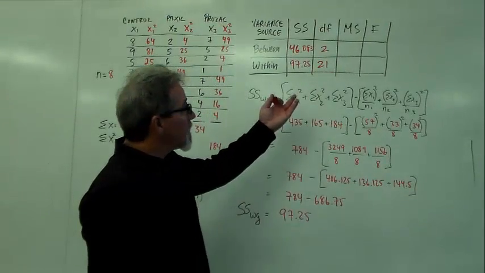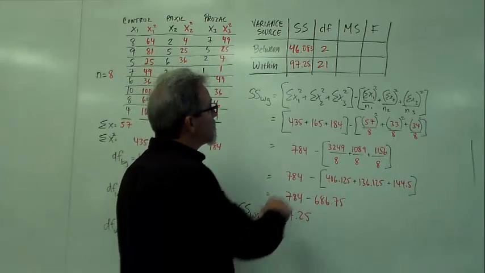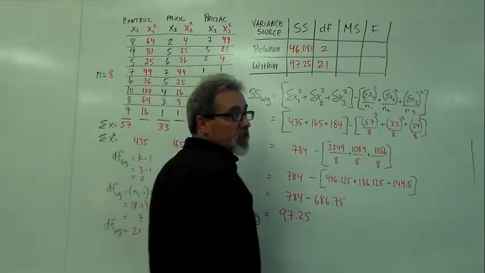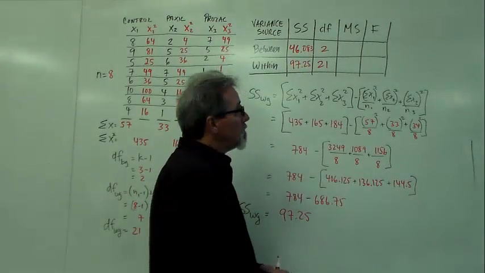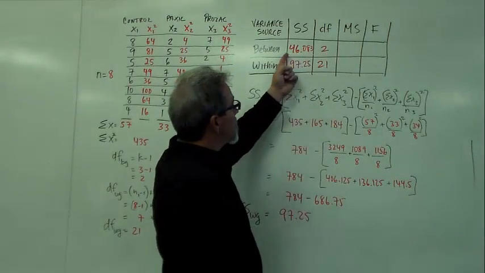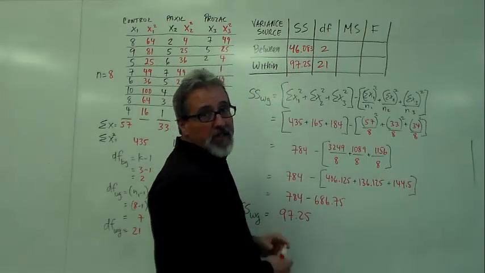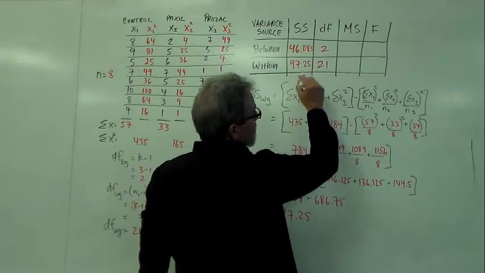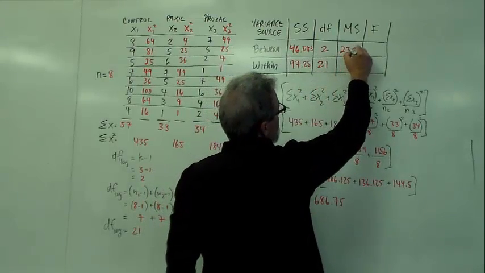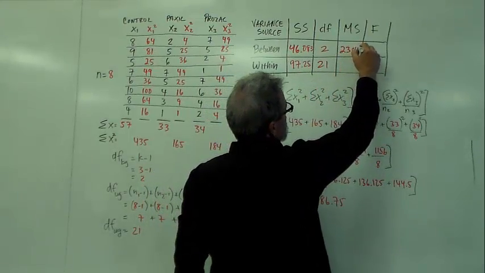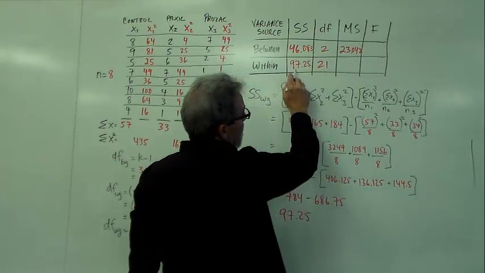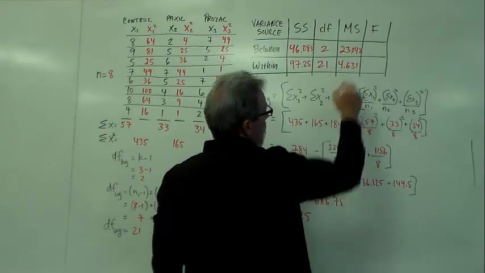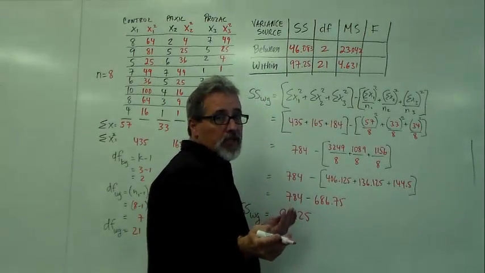All right, now we just got to calculate mean squares. And mean squares is this number divided by this number, and this number divided by this number. That's all it is. Mean squares for between groups is sum of squares between groups divided by degrees of freedom for between groups. And when we do that, 46.083 divided by 2 comes out to 23.042. And this, 97.25 divided by 21, comes out to 4.631. We have our mean squares.